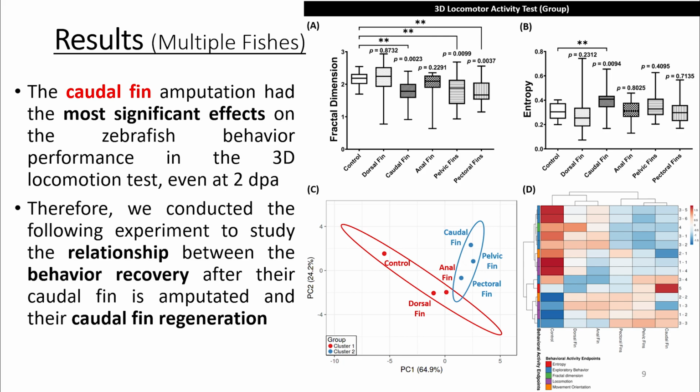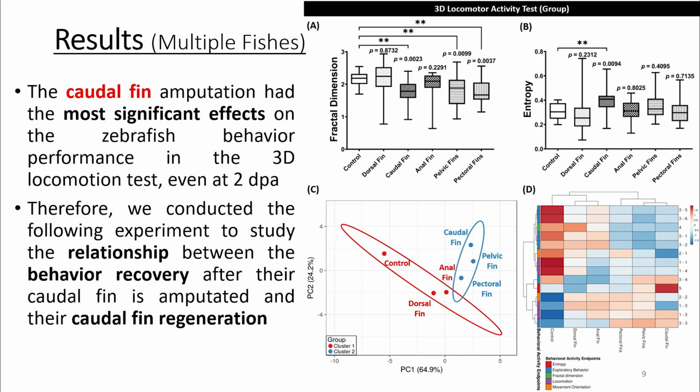PCA and heat map analyses were also carried out to reduce the data dimension and complexity, thus allowing us to explore the behavioral phenomics between every group. From both analyses, all experimental groups were divided into 2 major clusters. In the first cluster, anal and dorsal fin amputated groups were found to belong in this cluster, including the untreated group, indicating that these 2 amputated groups exhibited more similar behaviors to the control group than other treated groups, including the caudal fin amputated group.